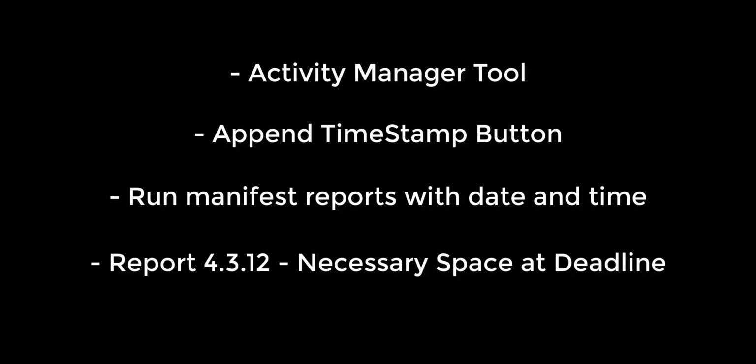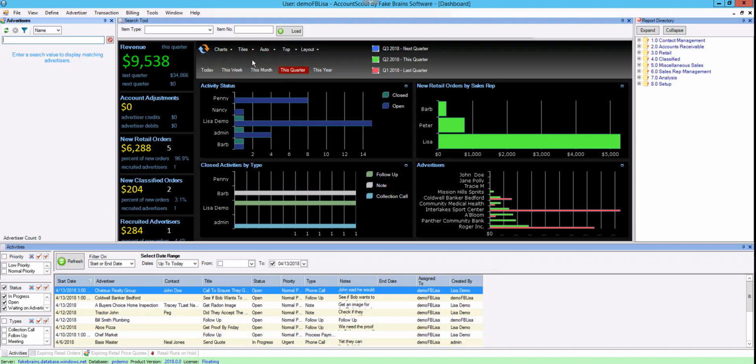Now I'm going to walk you through the new features that we've added in AccountScout version 2018. The first thing is the Activity Manager tool. This is essentially a dashboard that shows all activities in the system for a user or for yourself, and it's typically used by a manager. We also added an append timestamp button to the Activity Manager, as well as a few other note-taking capabilities. The next thing is the ability to run manifest reports with both a date and a time. And finally, a new report, which shows how much space is necessary at deadline. So let's get to it.